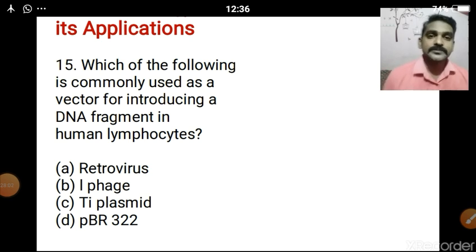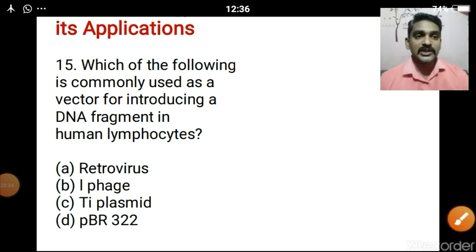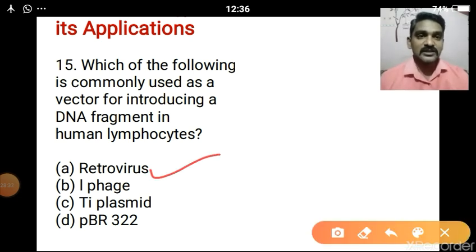Phages infect bacteria only, so we can use them only in bacteria as vectors. Whereas Ti plasmid comes from Agrobacterium tumefaciens. This Agrobacterium tumefaciens consists of the Ti plasmid, so it can be used as a vector in the case of plants. pBR322 is an artificial plasmid, so it is useful as a vector in bacteria, an E. coli vector. And then retrovirus: in the case of humans we will be using retrovirus as the vector. That is the right option.